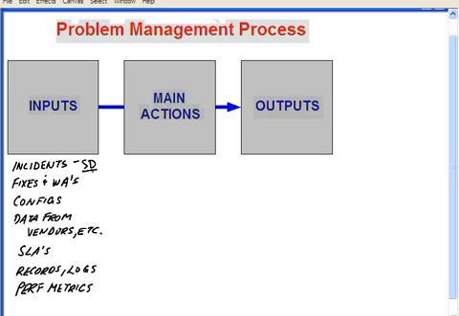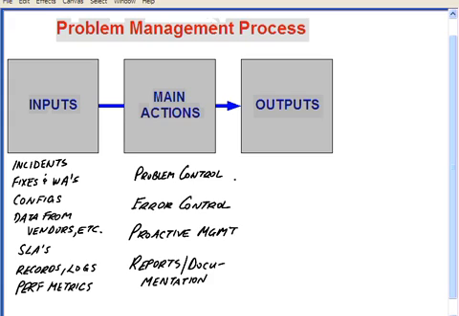Records, any types of recording, whether it's done automated or whether it's done manually. Logs that are stored in a syslog server, for example. Performance metrics. Maybe you're using Windows Performance Monitor. Performance metrics that are recorded about software and hardware. All these things are inputs that can be acted upon in the problem management process. The main actions you're going to take really are fourfold. You're going to have what's called problem control, error control, proactive management, and then reporting and documentation. Now I'm going to go through these main actions. They're so important that we're going to go through these one at a time. I'll elaborate on each of these in just a second.